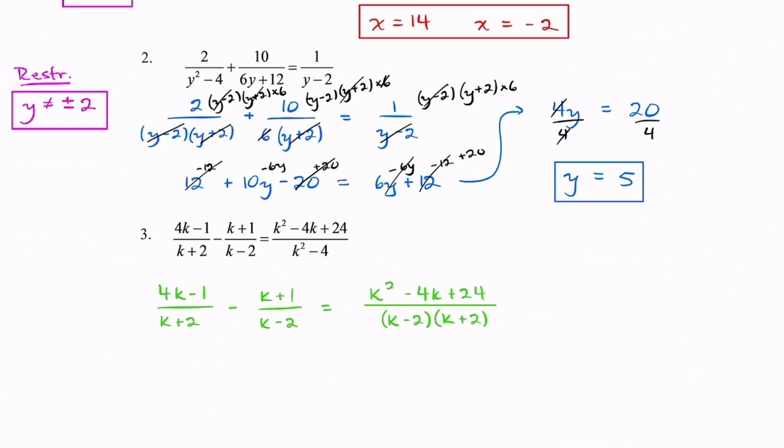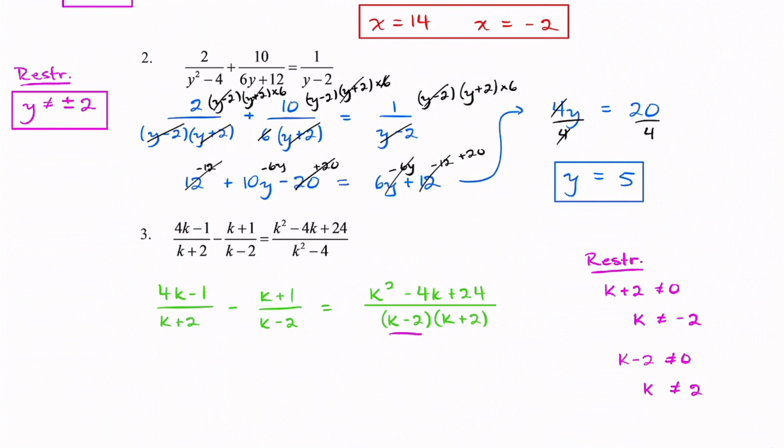So now that everything's factored, let's do our restrictions. Always do that right after you've factored everything. From this one, k plus 2, you could set that equal to 0, and then subtract 2 from both sides. You're going to get k cannot equal a negative 2. This one you'll do the same kind of thing. So k minus 2 cannot equal 0. Add a 2 to both sides. We get k cannot equal a 2.